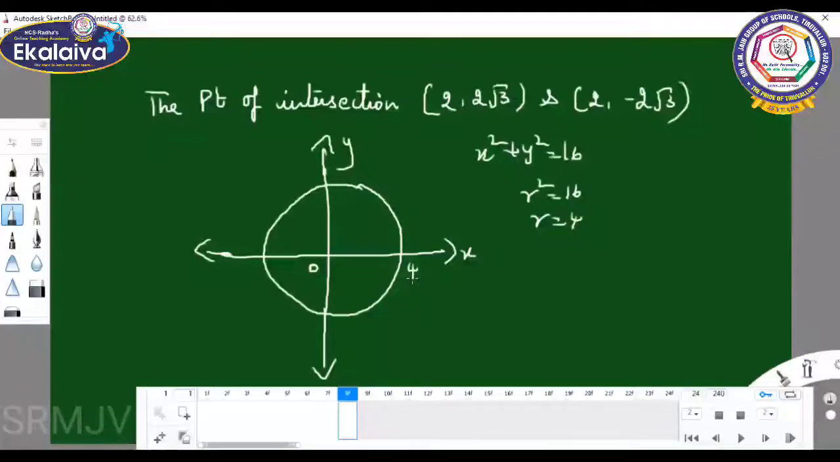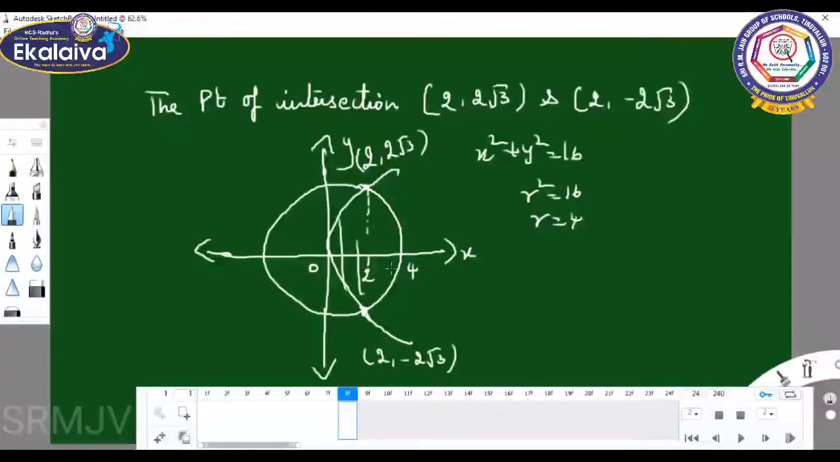Then y square equal to 6x is an open rightward curve. So the intersecting points are 2 comma 2 root 3, and 2 comma minus 2 root 3, and this is x equal to 2.